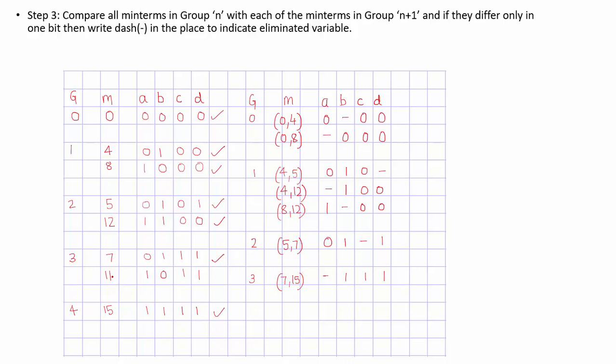Next you will compare minterm 11 with minterm 15. ACD is 1, 1, 1 in both minterm 11 and 15. Only B is getting changed from 0 to 1. So the next entry in this group will be 11, 15 with A, C, D as 1, 1, 1. And since B was getting changed from 0 to 1, you will write dash in that place. And you have to put a check symbol next to 11 and 15.